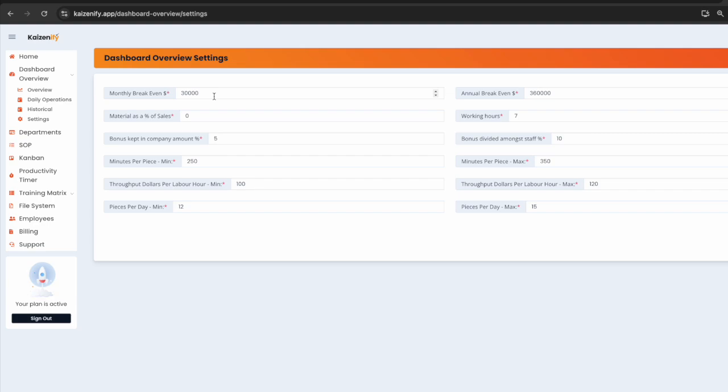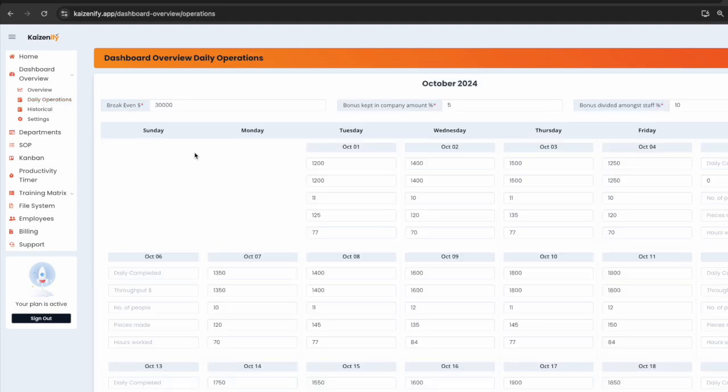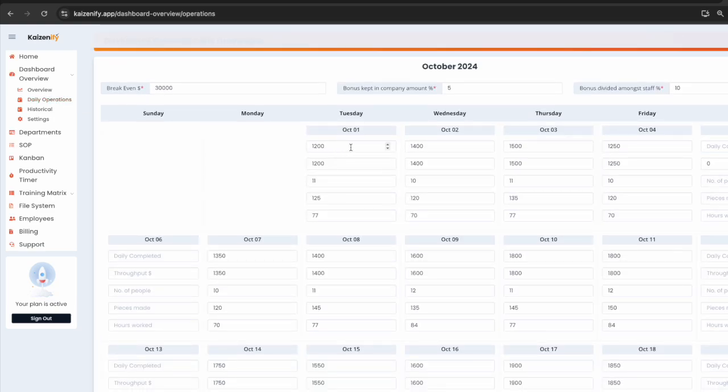But if you don't know, and you can safely say, you know what, I think about 20% of my sales is what makes up my material number, you could do that. And then if you do that, instead of putting your daily throughput here, you can put your sales here. And then we will take 80% of that and put it in your daily throughput. So we will figure that out for you. So you control whether or not you need to use that number.